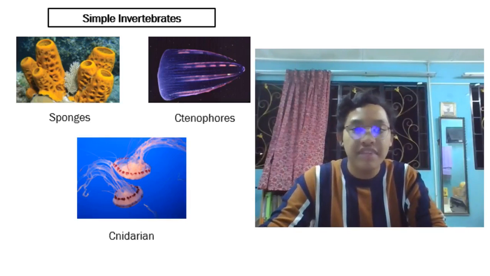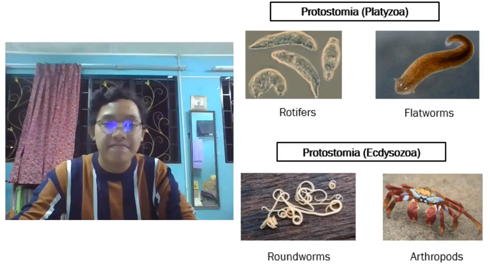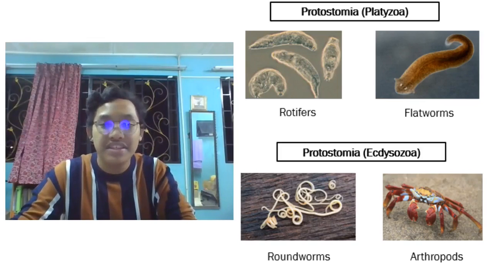There are 5 groups of invertebrates that we should know, starting with the simple invertebrates. There are 3 kinds of simple invertebrates, which are sponges, ctenophores such as comb jellies, and cnidarians such as hydra, jellyfish, corals, and sea anemones. Next group is called Protostomia platyzoa, which are made out of rotifers and flatworms such as planarians, tapeworms, and flukes.